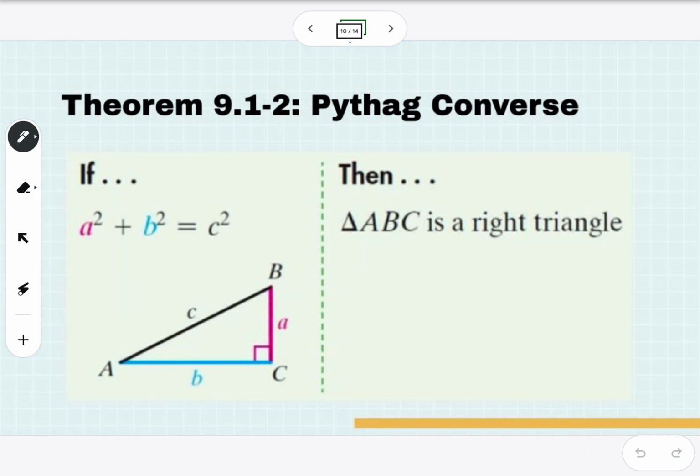Alrighty, so your converse is saying if a squared plus b squared equals c squared, if that's true for a triangle, then you know you're dealing with a right triangle. Okay, so that is your converse. The Pythagorean theorem, you know that you're dealing with a right triangle, so you know a squared plus b squared equals c squared has to be true. The converse and two other theorems in this section are going to help us determine, just based on 3 sides of a triangle, whether I'm dealing with a right triangle, acute triangle, or obtuse triangle.